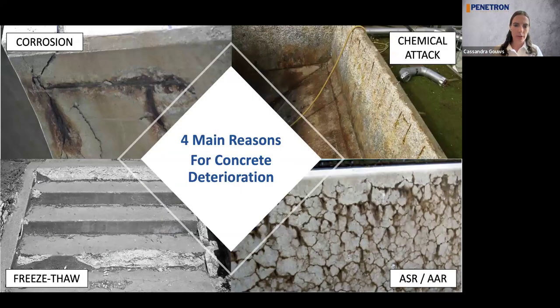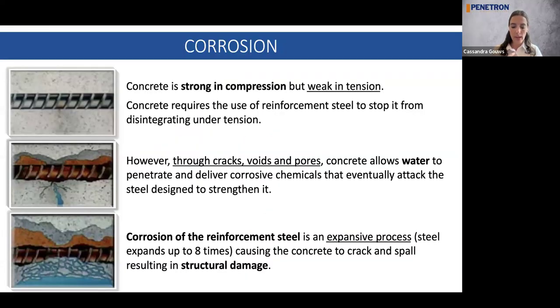Now, concrete as a material, due to the fact that it is porous, is susceptible to deterioration. And these are the four main causes of concrete deterioration. It's corrosion of your embedded reinforcing steel, damage due to freeze-thaw cycles, your chemical attack, as well as reactive aggregates, known as alkali silica reaction or alkali aggregate reaction. And I'm going to give a very brief introduction into all of those, because I believe if we understand the problems, the deterioration factors, then we'll understand the solutions out there a little bit easier.